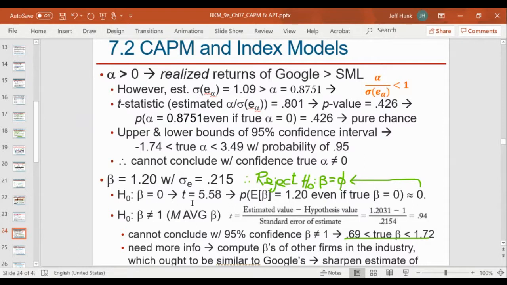And for beta, I already talked about this. The null hypothesis is the base hypothesis, and we can have two null hypotheses. One, beta is zero. The other one, beta is not one.